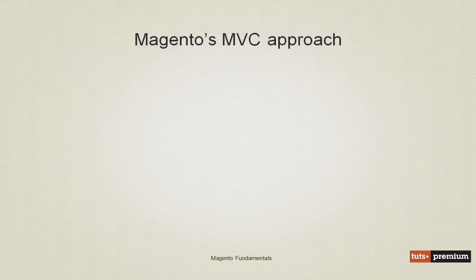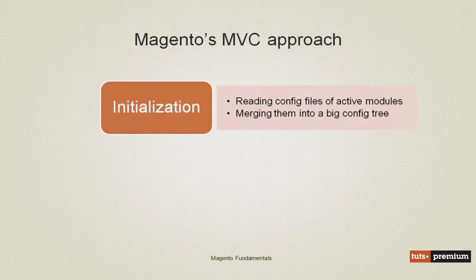For now, I'd like to give you a brief overview of what happens on every page request, and I'm assuming that caching is disabled, otherwise the system will skip a lot of stuff and send a response from the cache. First, Magento reads all config.xml files inside of active modules and merges them into one very big XML configuration tree during app initialization.